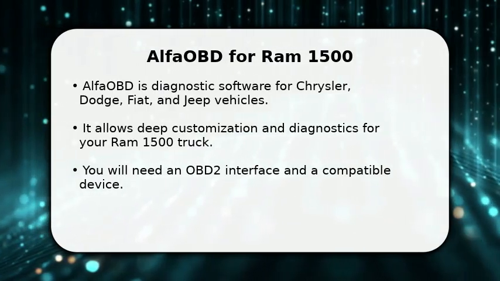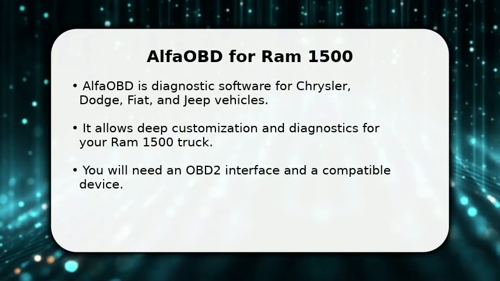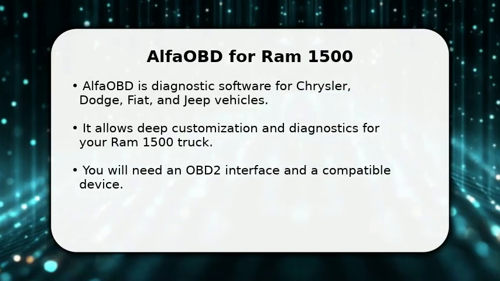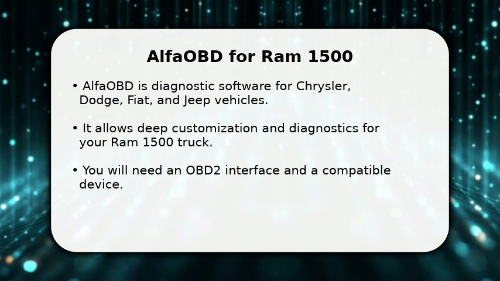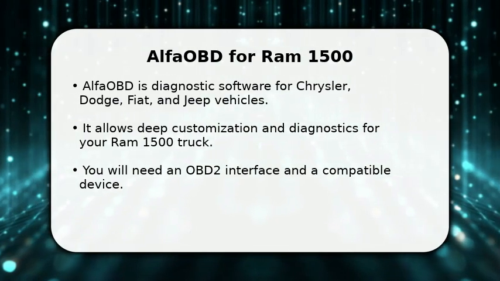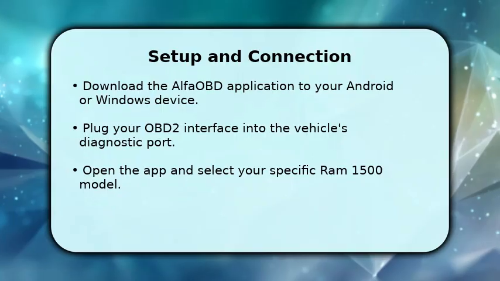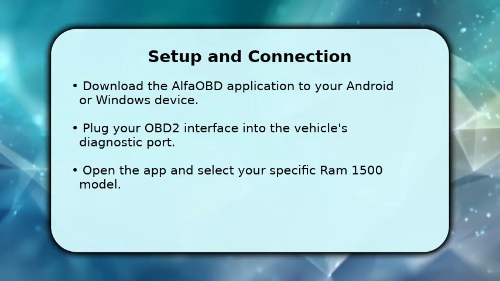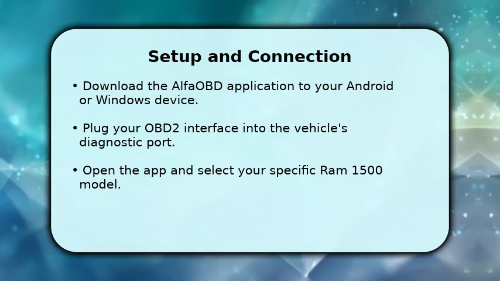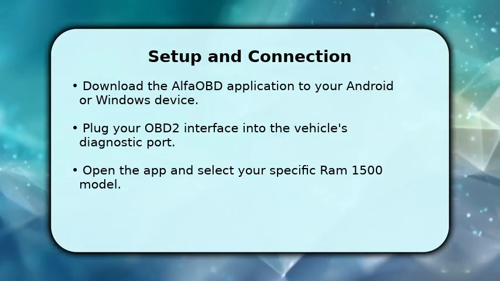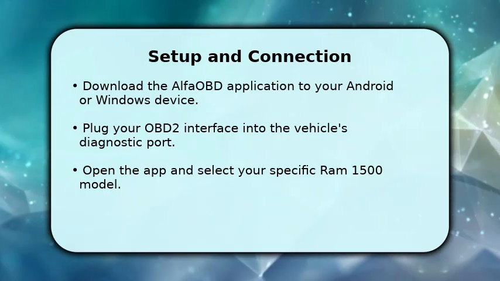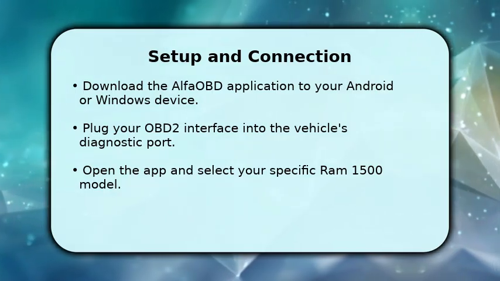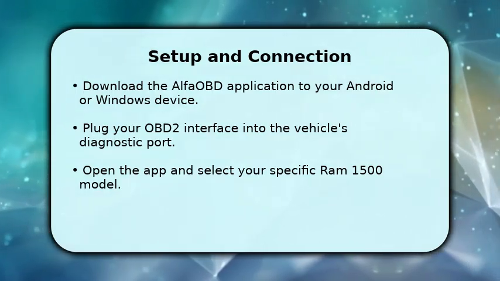To get started, you'll need the AlfaOBD application and a compatible OBD-II interface, like an OBD-Link MX Plus or a similar device. First, download the AlfaOBD application onto your preferred device, whether it's an Android phone or a Windows laptop. Next, locate your Ram 1500 OBD-II diagnostic port, usually found under the dashboard, and plug in your interface.